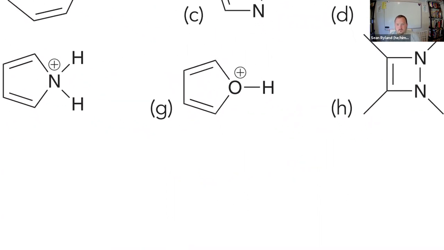So it looks very similar, except what's different about the oxygen versus the nitrogen? It has a lone pair, even though it's got three bonds. It's got three bonds, which still gives the oxygen a positive charge. But three bonds means it's still got one pair of electrons that's a lone pair.